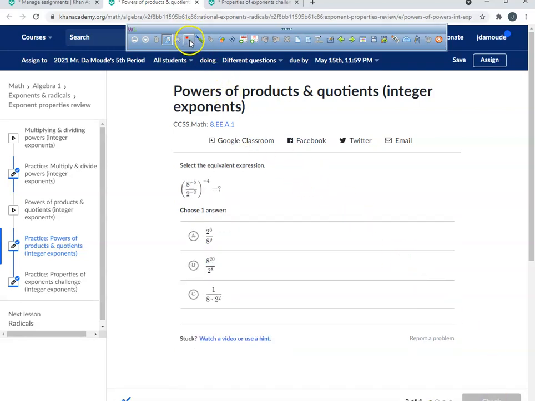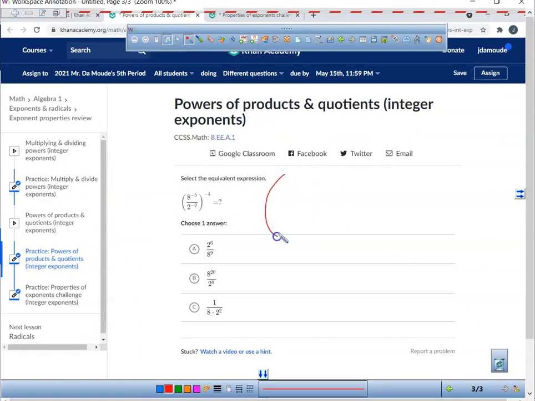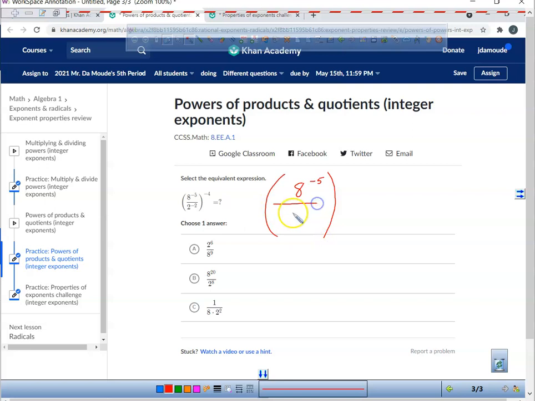Here we go. If you can't see it, I'm going to write it a little bit bigger. I have 8 to the power of -5 over 2 to the power of -2. And what's our power way up here? It's the power of what? -4. So what's the power on the outside of the parentheses?